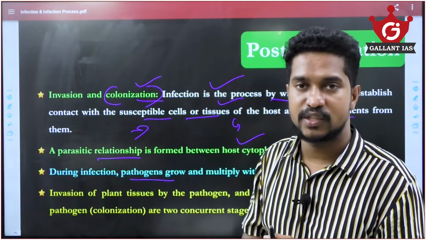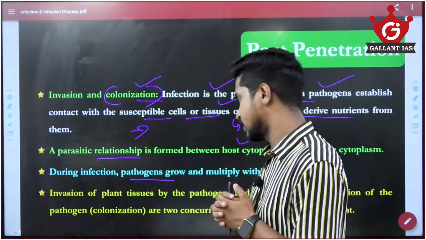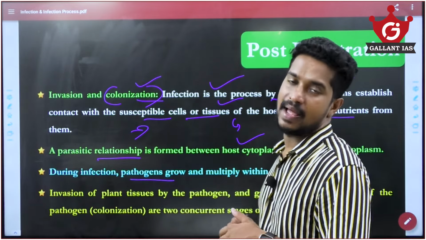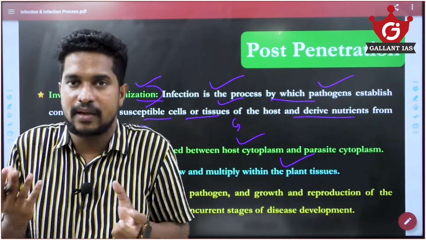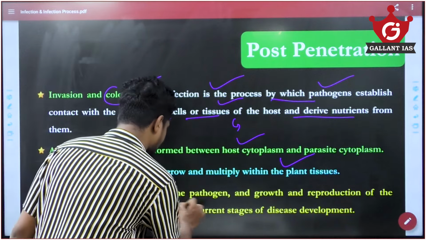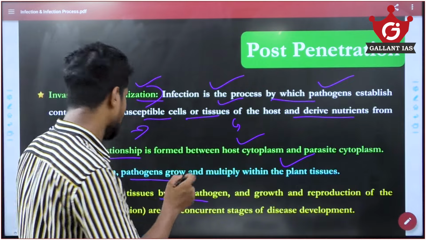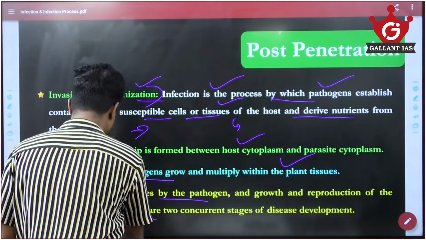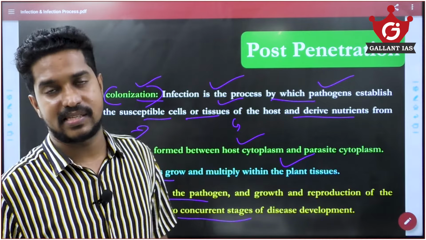During the infection process, after the successful penetration, the pathogens will grow and multiply within the plant tissues. Invasion of plant tissues by the pathogen, and growth and reproduction of the pathogen, which is called colonization, are two concurrent stages of disease development.